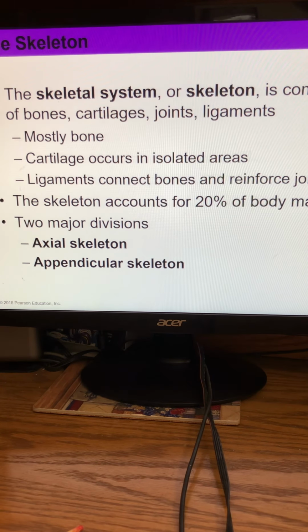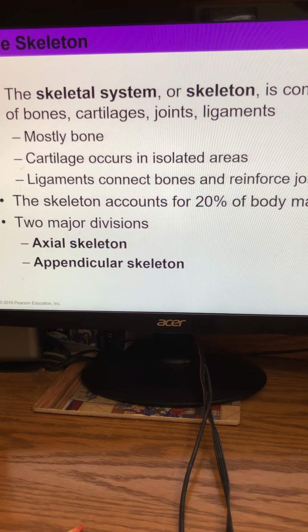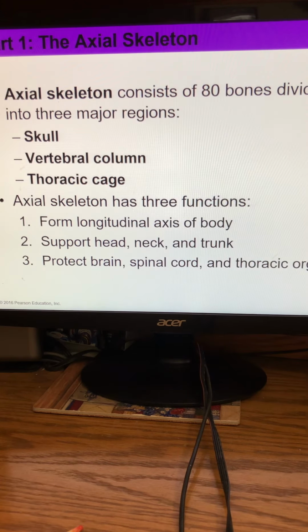The skeletal system, or skeleton, is composed of bones, cartilage, ligaments, but mostly the bones. The skeleton accounts for about 20% of your body mass, and it's broken up into two divisions: the axial skeleton, which I'm going to do now, and the appendicular, which is in another video. The axial skeleton consists of about 80 bones, broken into three major regions: the skull, vertebral column, and the thoracic cage.